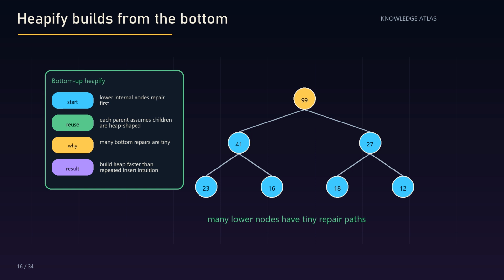If you already have a messy array, you can build a heap by heapifying from the lower internal nodes upward. Each local repair assumes its children are already heap-shaped. The repairs cooperate from the bottom up. A useful surprise, building a heap from an array can be done more efficiently than inserting every item one by one. Many nodes near the bottom have tiny repair paths, so the total work is better than it first looks.